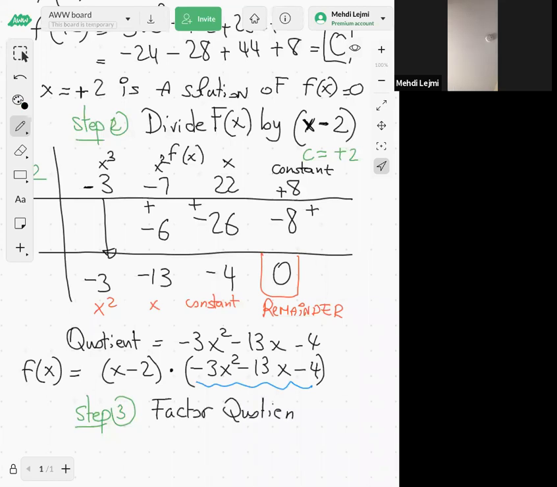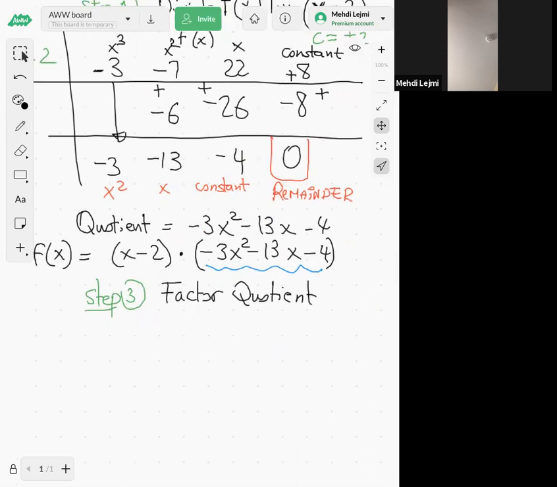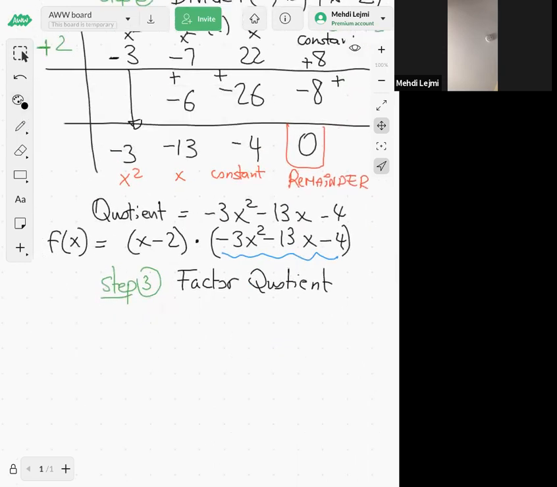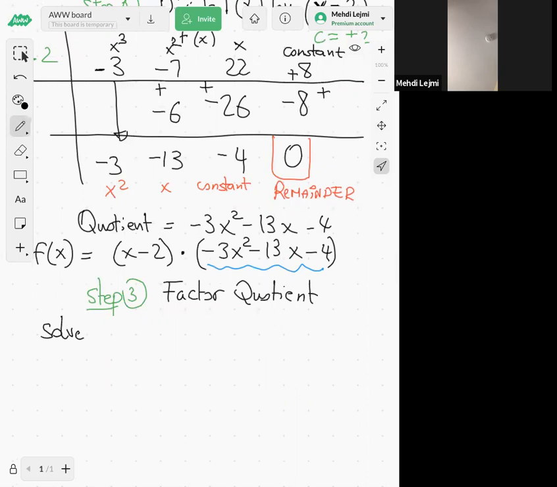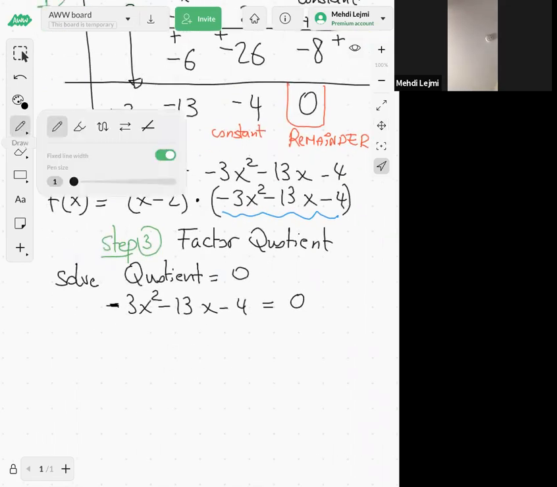And how do you factor the quotient? It's a quadratic function. So we can use the quadratic formula and find solutions. So we have to solve the quotient equal to 0. So we're gonna solve negative 3x squared minus 13x minus 4 equal to 0. As I said, if you know how to factor a quadratic function without using the quadratic formula, then that's good, right? But if you don't know how to factor general quadratic functions, then you can use the quadratic formula.